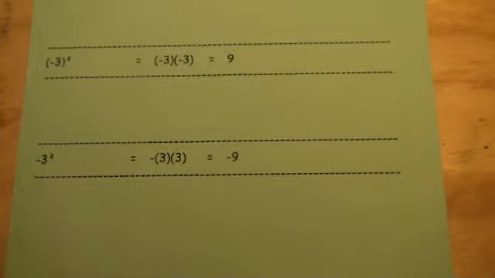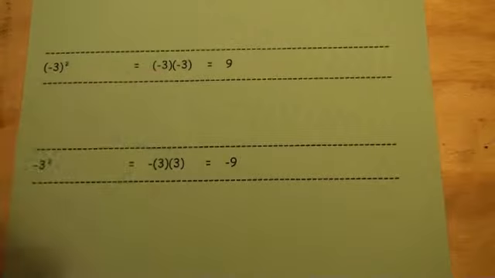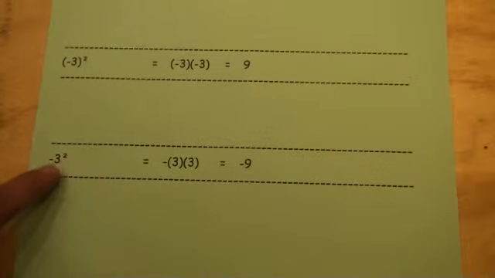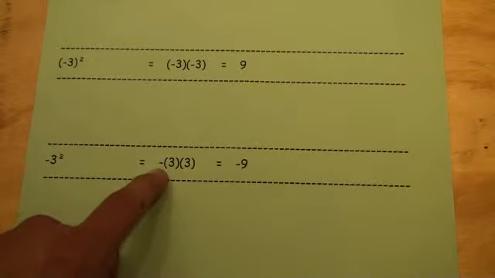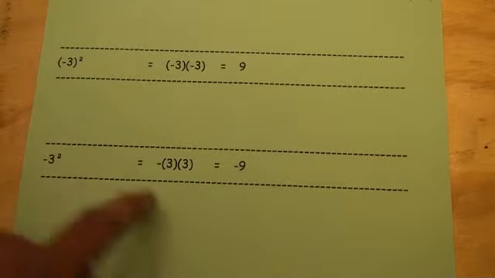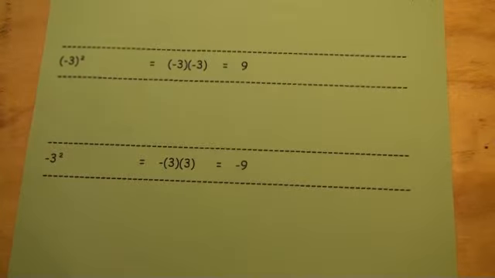Next one, negative 3 quantity squared means, now in this case, your exponent is responsible for the 3 and the negative. That's why we have negative 3 times negative 3, which is positive 9. Then, of course, here the square is only responsible for the 3. That's why we have 2 3's and a negative. This you have 2 negative 3's. Here you have 2 3's with a negative in front. Therefore, negative 9. And there you have it.